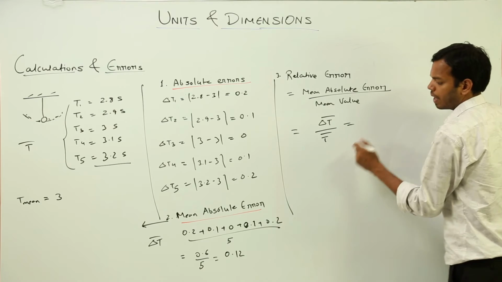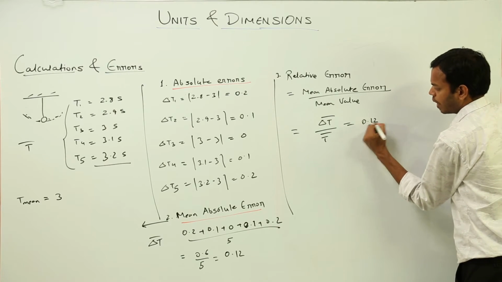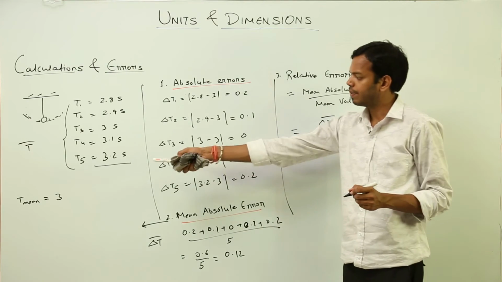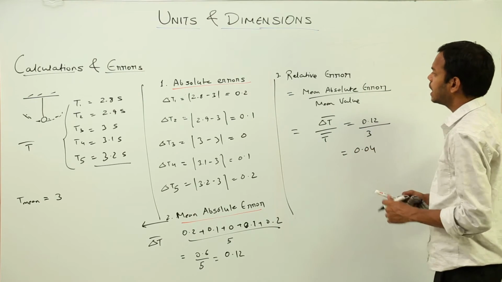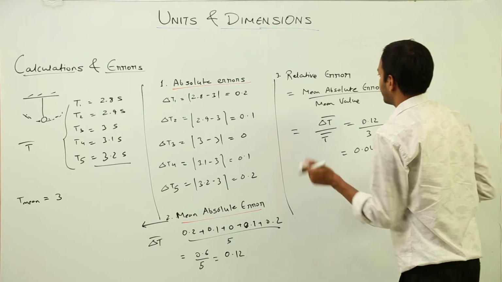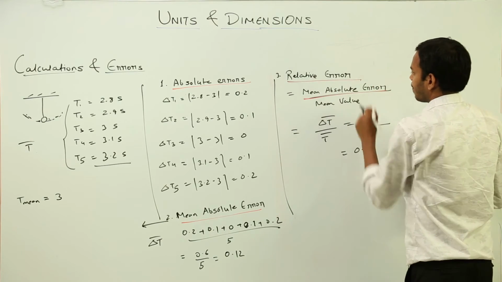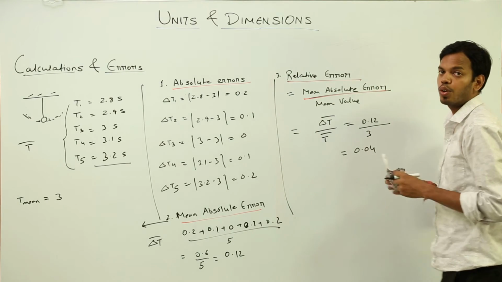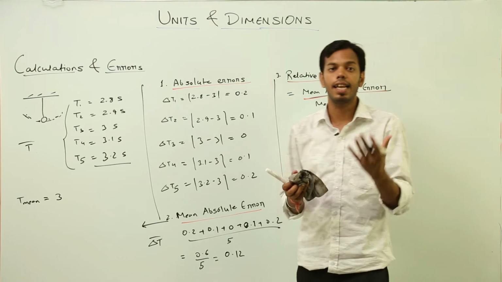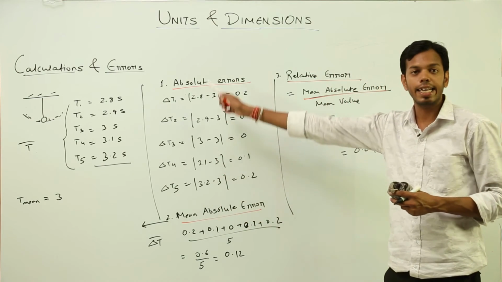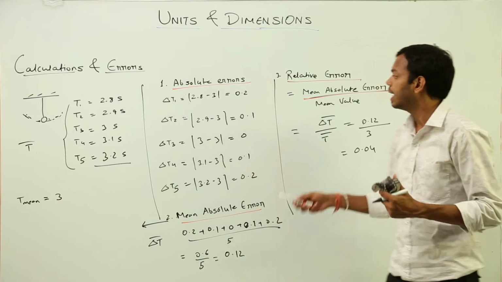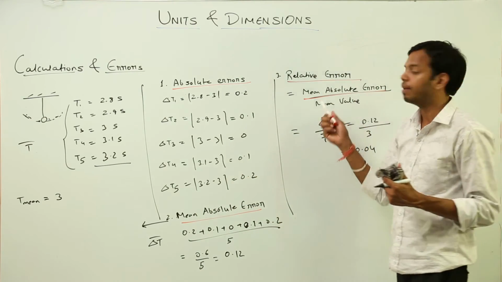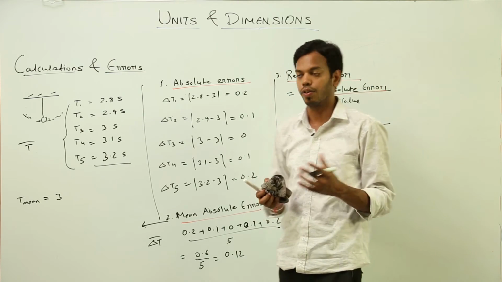So what is delta t bar? We have 0.12 over the mean value, which was 3. So we have got 0.04. This is the mean absolute error, right? No, this is not the mean absolute error, this is the relative error. Mean absolute error was adding all the individual absolute errors and dividing by the number of observations. But in relative error we divide the mean absolute error by the mean value.